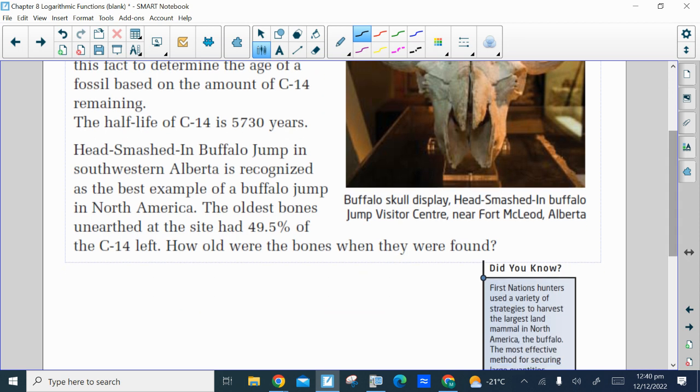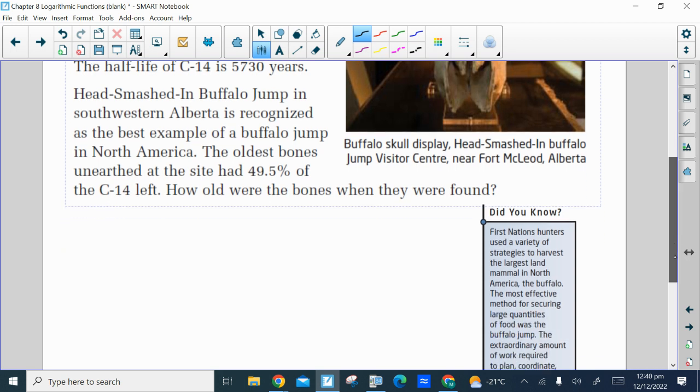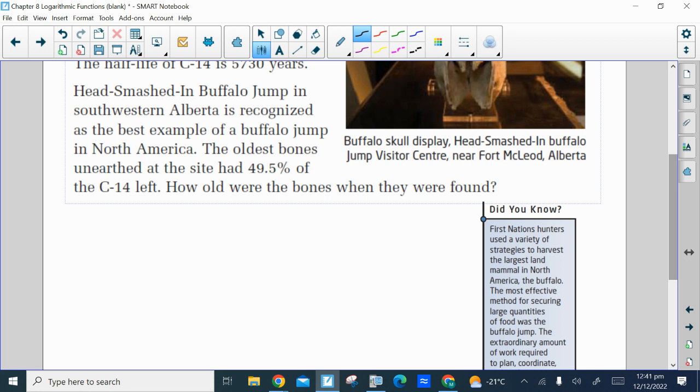So the oldest bones unearthed at the site had 49.5% of carbon-14 left. How old were the bones when they were found? So again, we're not given any equation here. We need to come up with our equation. But remember, we are given on the formula sheet that exponential formula A equals A times B to the power T over P. So that is the formula that is on the formula sheet, where A is the initial amount, B is the growth factor, T is the time, and P is the growth period.